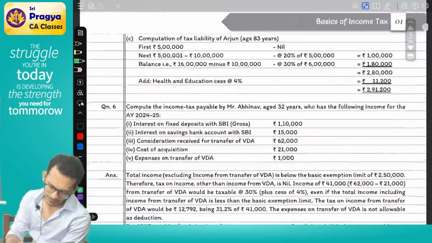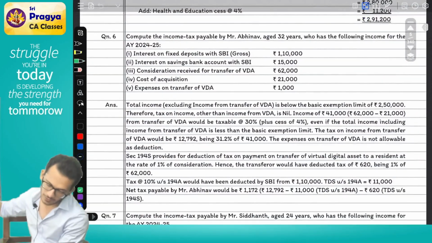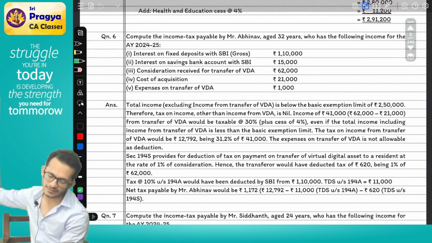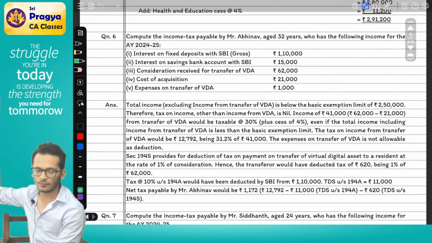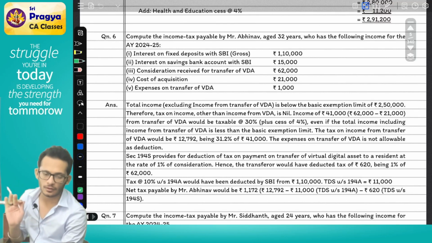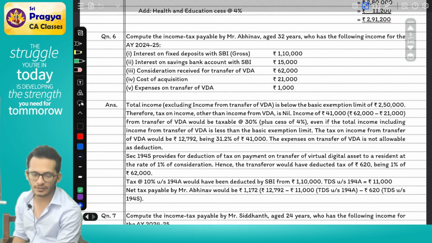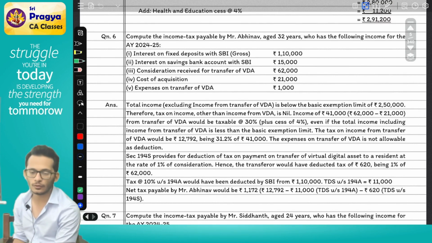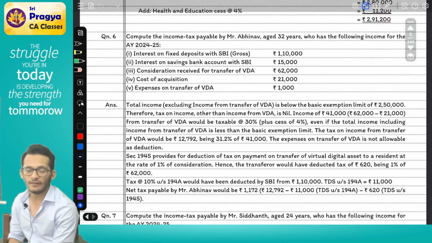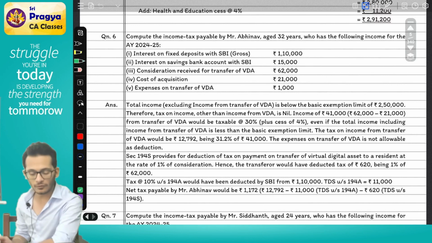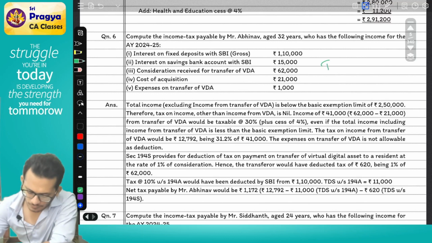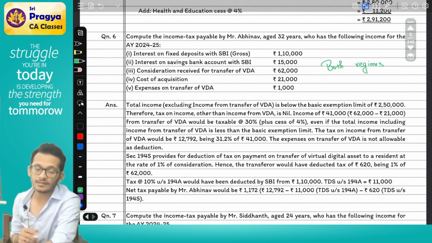Now look here. You're required to compute the tax of Abhinav, age 32 years, who has the following income. 1, 2, 3, 4, 5, that's all. Have they told you how to compute tax? Have they told you which regime to opt for? No. In this case, what will you do? You will check for both.